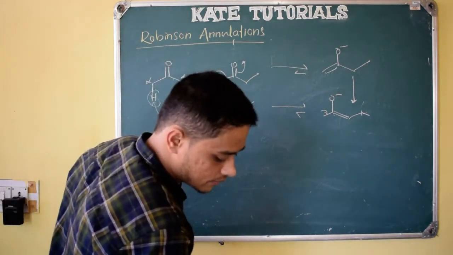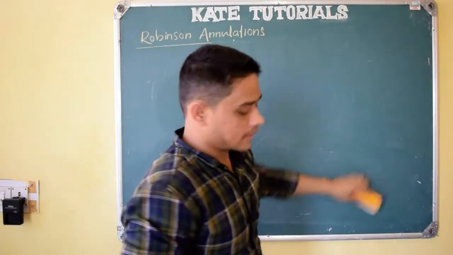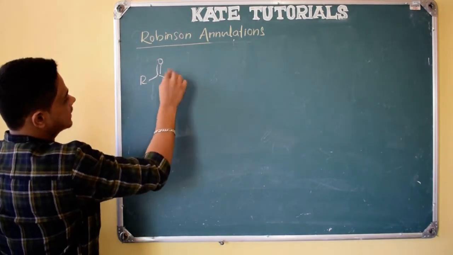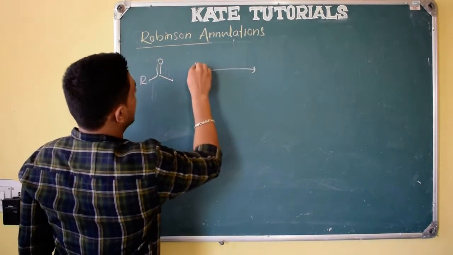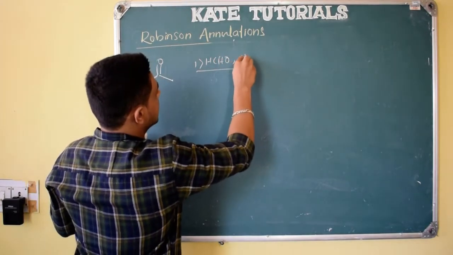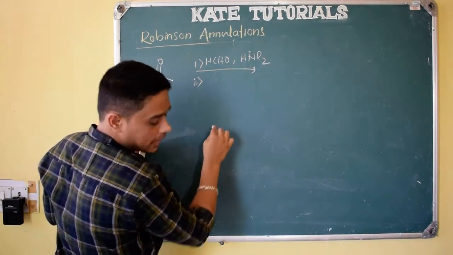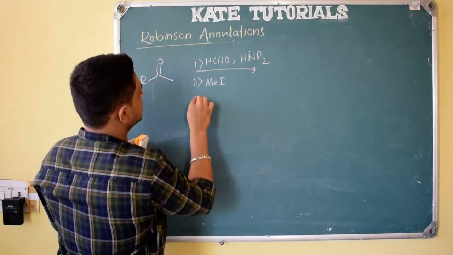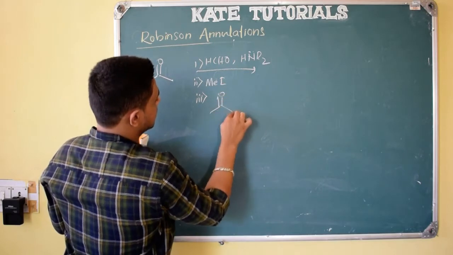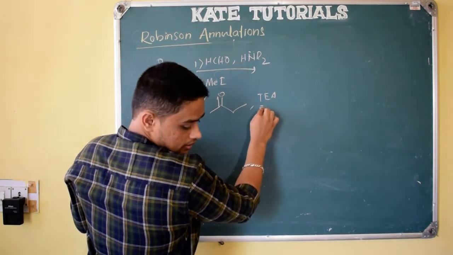Next, let us see a few examples of the Robinson annulation reaction. So the first example is this one, RCOCH3. To this they have added HCHO, formaldehyde, in the presence of a secondary amine, and the second reagent they have added is methyl iodide, and the third one is they have taken this thing along with triethylamine and sodium.